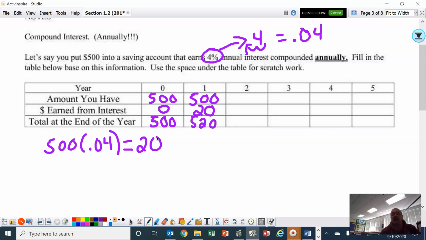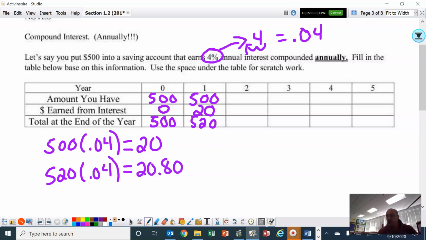All right, then you would do the same thing with the next one. We would take 520 times 0.04. Now, to save some time, I've already typed that into the calculator. Again, if you want to practice it, pause and type it in. All right, this would be a good time to pause if you're going to do that. So what you're going to get there is $20.80. Okay, you earned a little bit more money because you had more money in your account. So I would put 520 here, and then you earned $20.80, and so now you have $540.80.